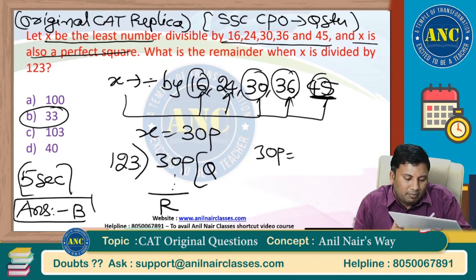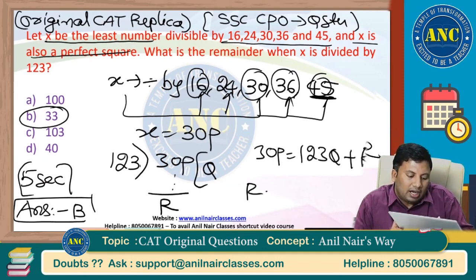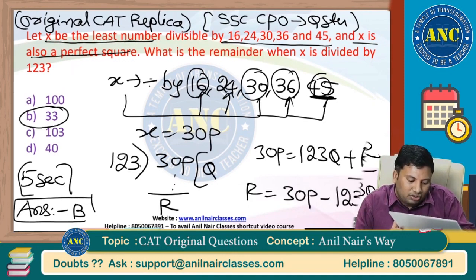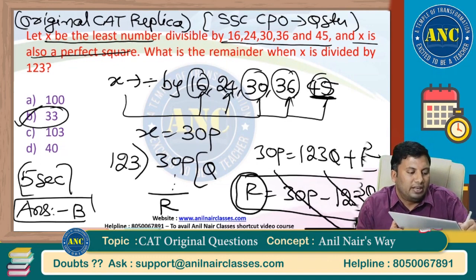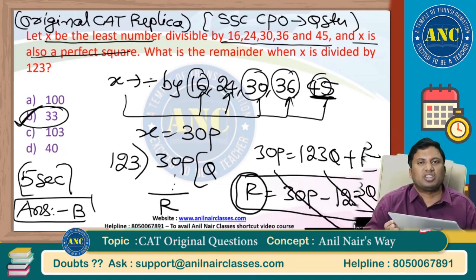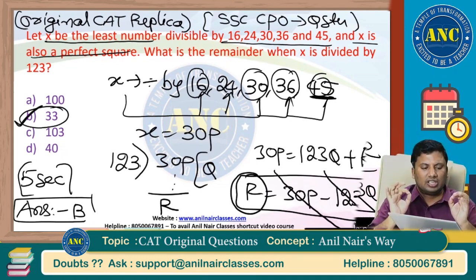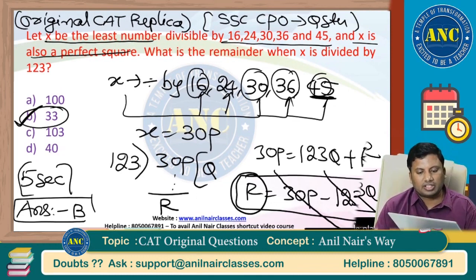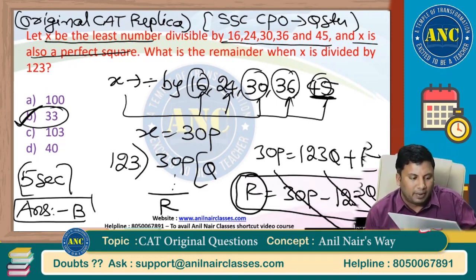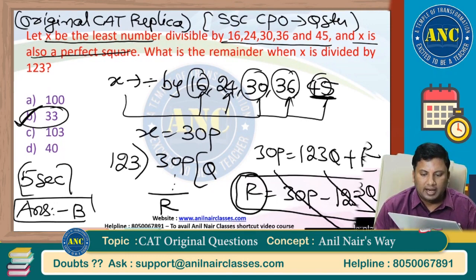30p is nothing but 123q plus r. R is nothing but 30p minus 123q. This is divisible by 3. This is divisible by 3. The remainder should be divisible by 3. Option is 33. Exact questions with exact answer options. X is divisible by 3.